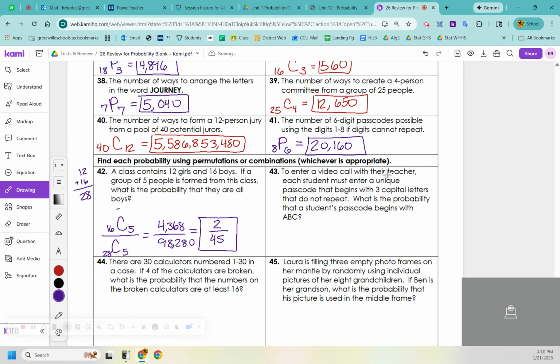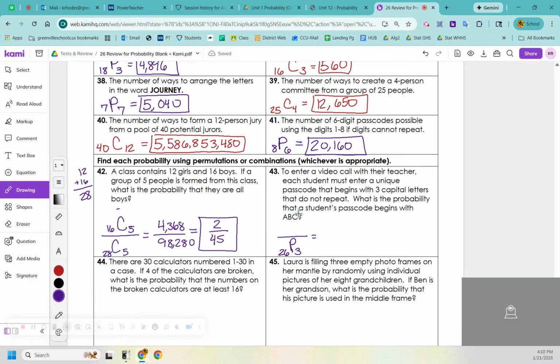To enter a video call with their teacher, each student must enter a unique passcode that begins with 3 capital letters that do not repeat. What is the probability that the passcode begins with A, B, and C? So, in the alphabet, this is a passcode, order matters, permutation. There are 26 letters in the alphabet, and we're choosing 3 of them. That's the total amount of passwords that can be made from the alphabet.